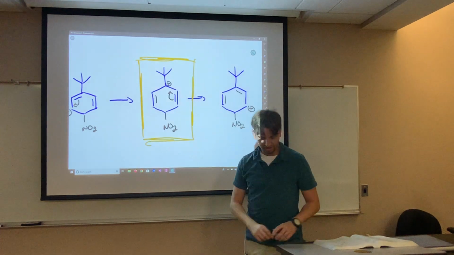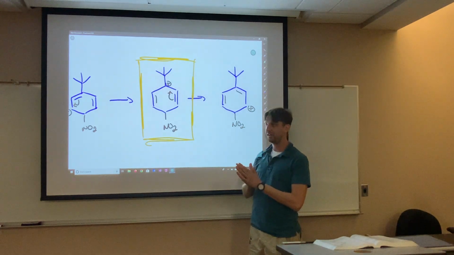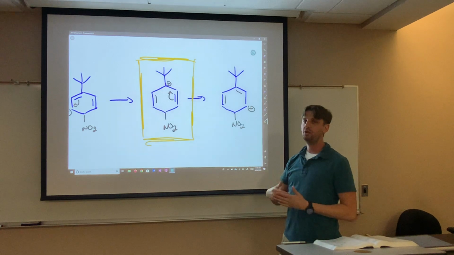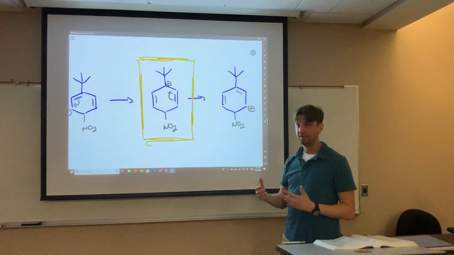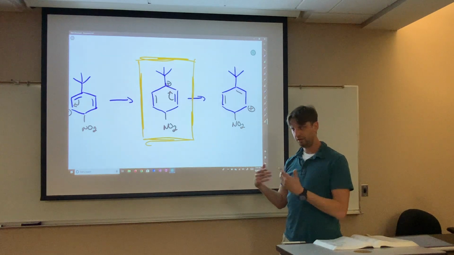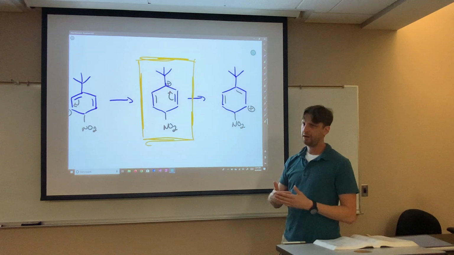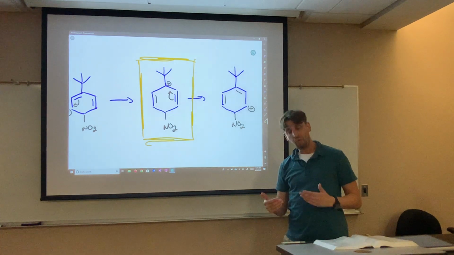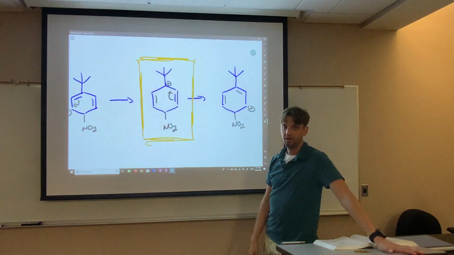So let's think here for just a second, right? If you go back to the principles that we learned in OChem 1, we talked about how we can stabilize carbocations. And one of the methods was having a tertiary carbon, right? Those are more stable carbocations than secondary, okay? Why?